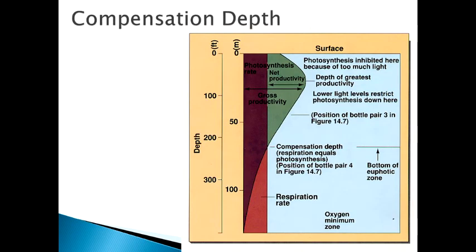This is just another term that some people use that study this. It's the compensation depth, and it is the depth where respiration equals photosynthesis. It's the area that encompasses the depth of greatest productivity. Let's just put it that way. And notice it lines up exactly with the bottom of the euphotic zone. Photosynthesis still occurs below that, remember, to the lower levels of the photic zone, but it is greatly, greatly reduced.